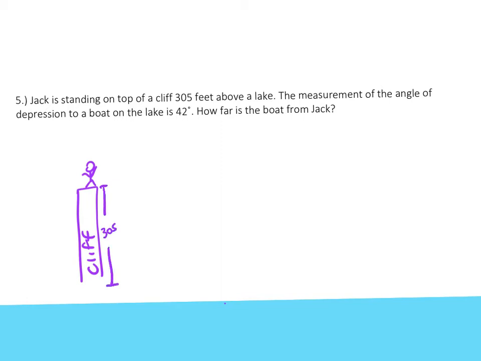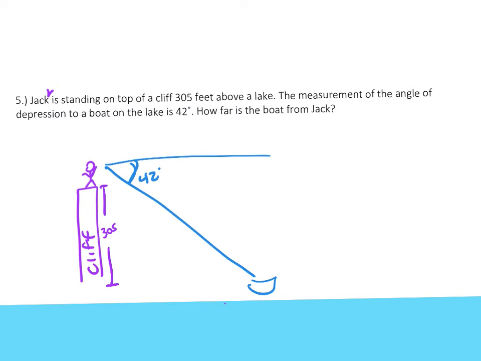So we're saying that this cliff is 305 feet. Sometimes word problems give you the height of the person standing on top of it, so you want to add that to it. Sometimes they don't, like this one, and we just consider it to be close enough to that 305 feet that we don't worry about it. Normally, if it said like Jack, who is 5 feet tall, now I would take that 5 feet and add it to the top of the 305. So it says angle of depression, which means from eye level down to whatever this boat is that's floating on the lake, is 42 degrees. So remember, depression is from horizontal down.